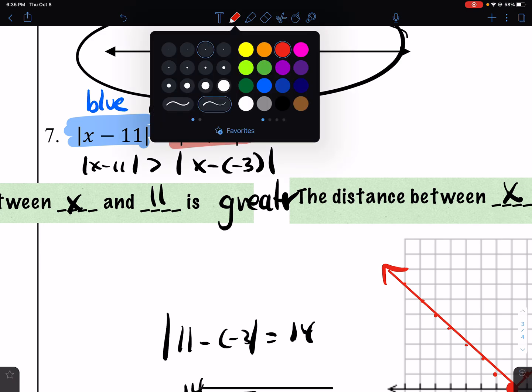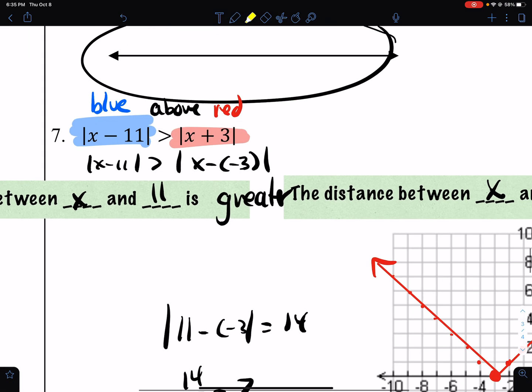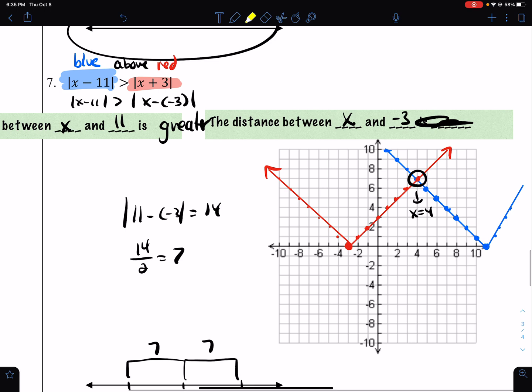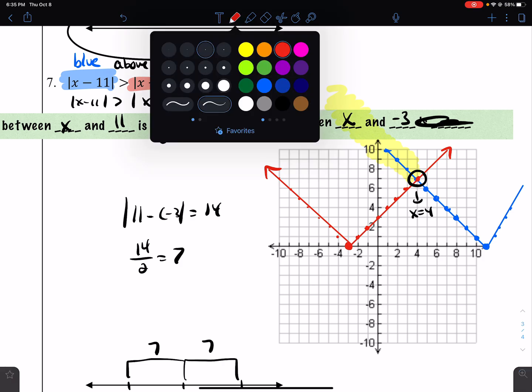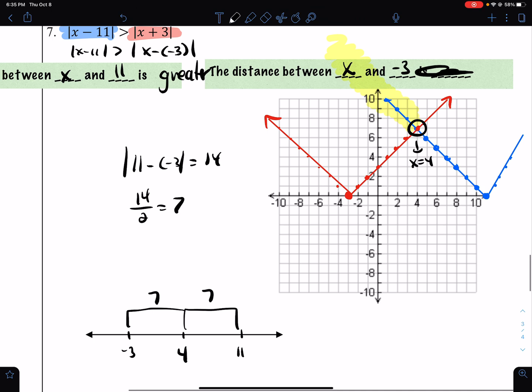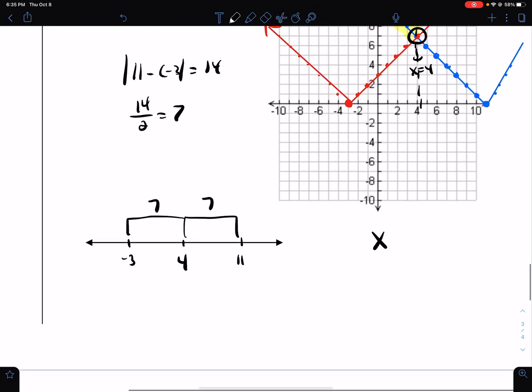Let's shade on our graph where that happens. Where's our blue one above our red one? Well, our blue one is above our red one on this part of the graph. So what x values does that hold true for? If I choose an x value to the left of 4, in other words, an x value that's less than 4, that distance is going to be greater. In other words, that's what we're looking for, right?